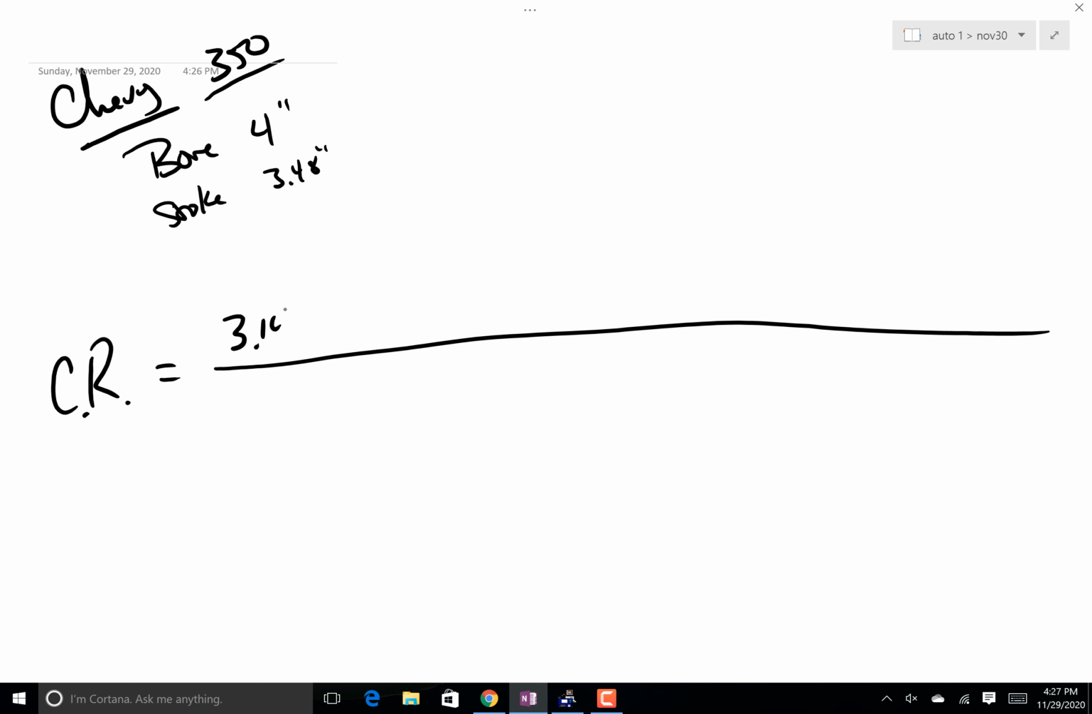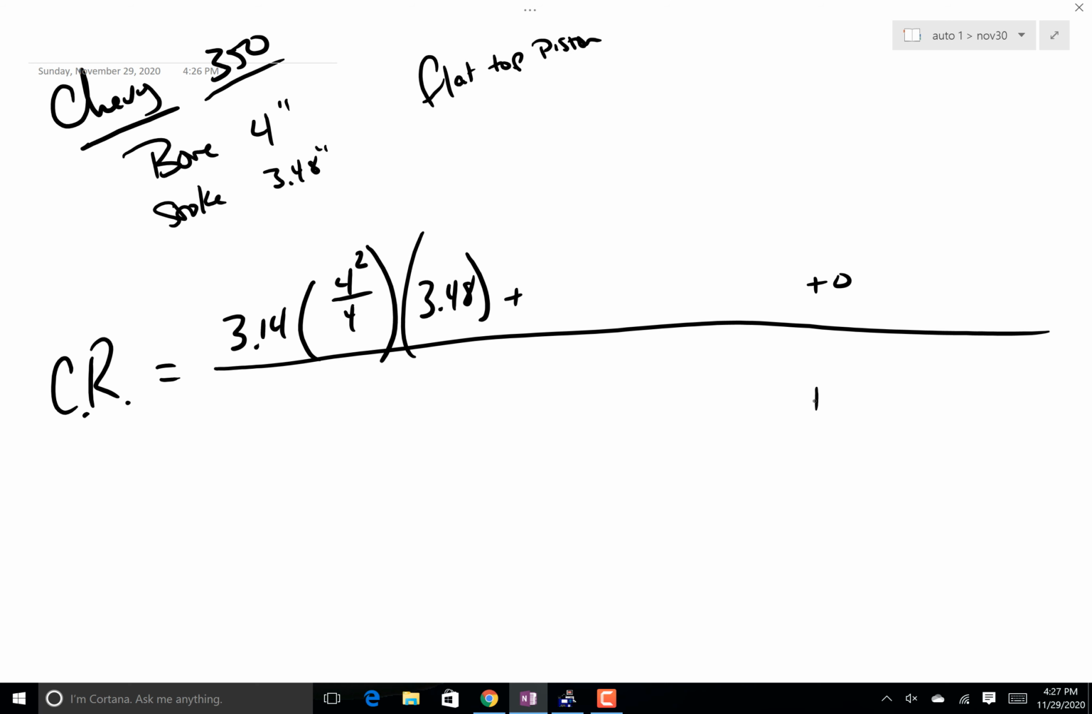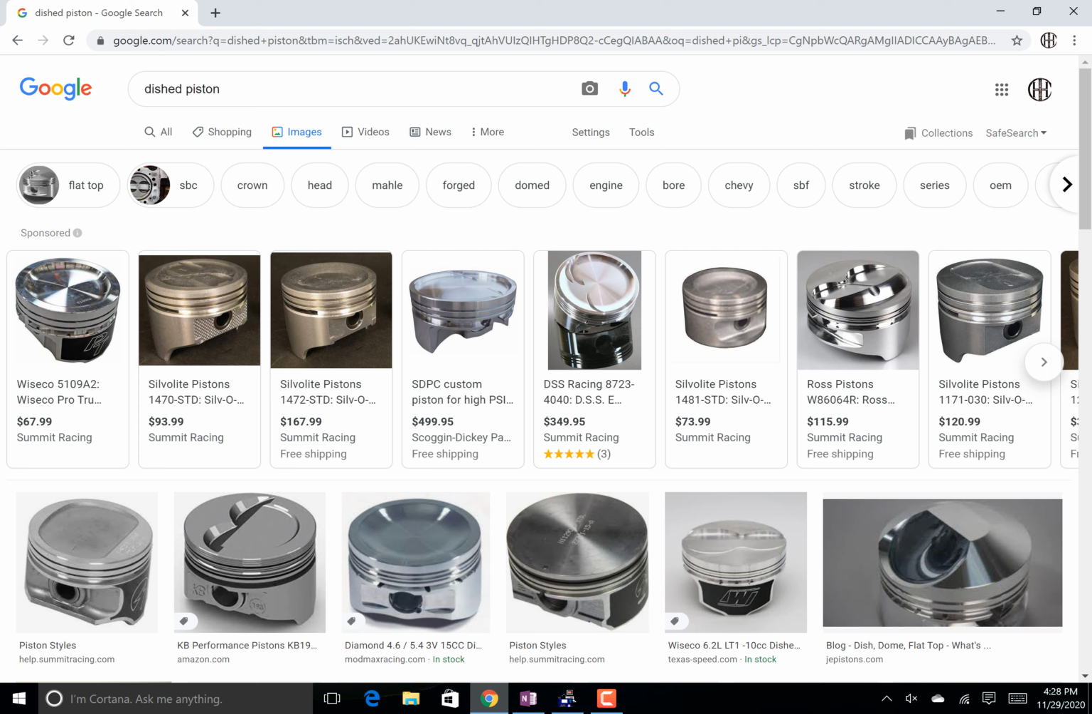Now, let's just, for the sake of argument, begin our compression ratio measurements. So it'd be pi times 4 squared over 4 times 3.48. Nice. Plus, now let's just say Mr. Groom told you we want to use a flat top piston. I can do that. So that means I'm just going to add 0 on the end. You with me? Because there's no dish in this piston. It's just flat. Which, by the way, Mr. Groom, thank you for helping us do that. You're welcome. Because I'm cool like that.